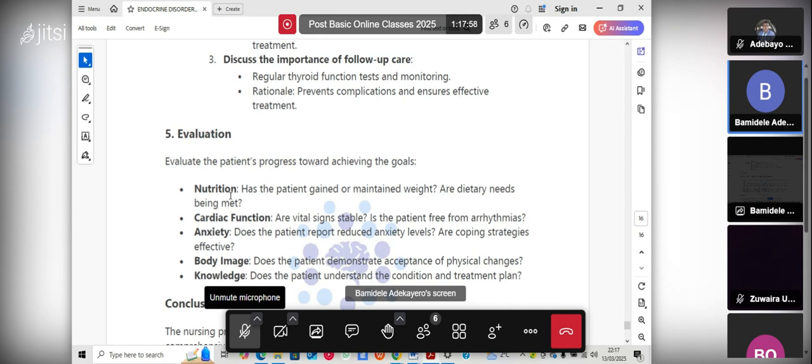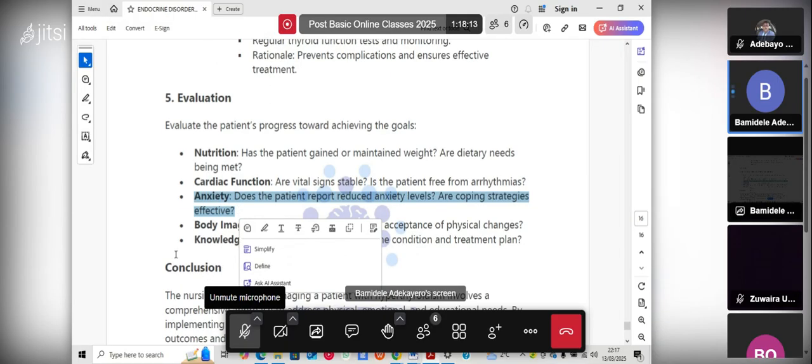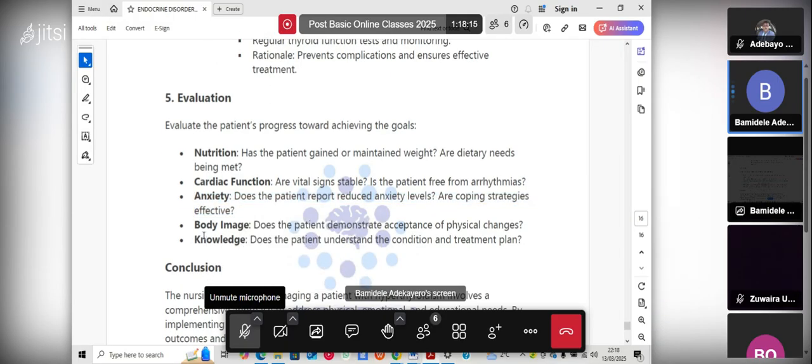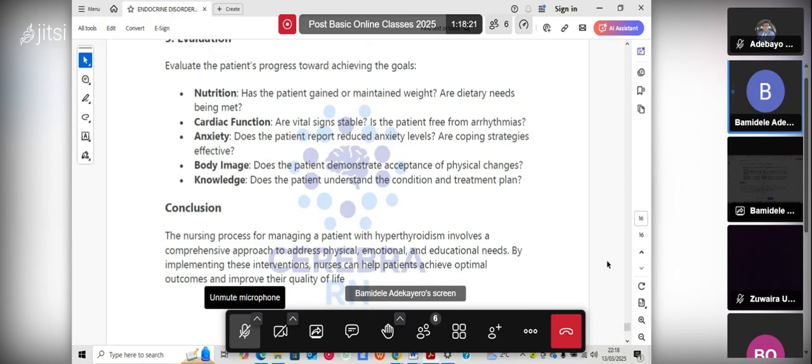Nutrition: has the patient gained weight, is he maintaining the weight? Are the dietary needs met? We talk about anxiety. Is Mrs. Jones still anxious about the whole condition? Okay. We talk about knowledge deficit. Does the patient know? Does he or she understand the condition and the treatment plan now? Okay. So those are the things that you do as nurses.